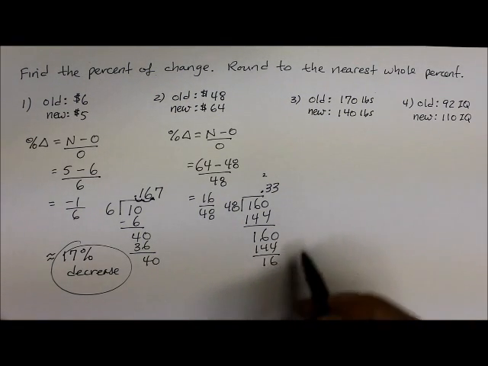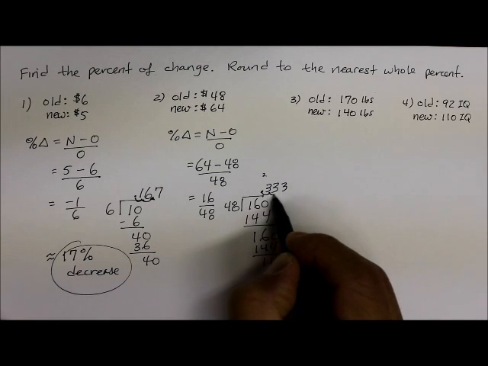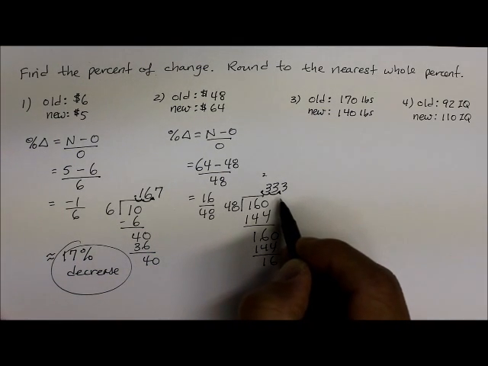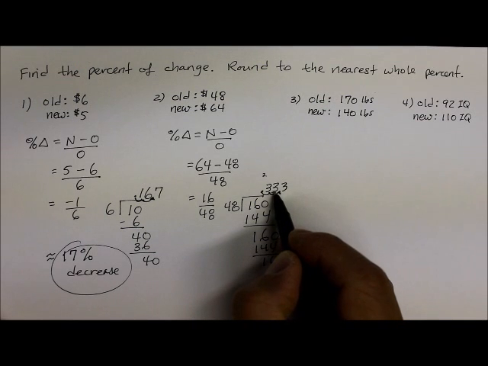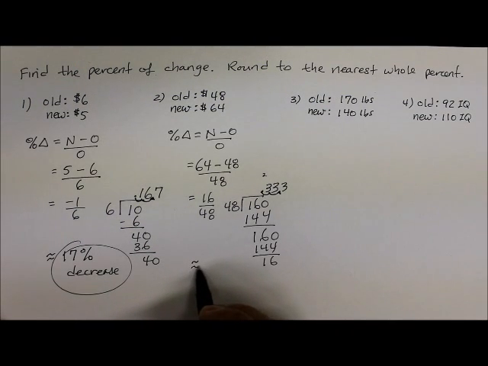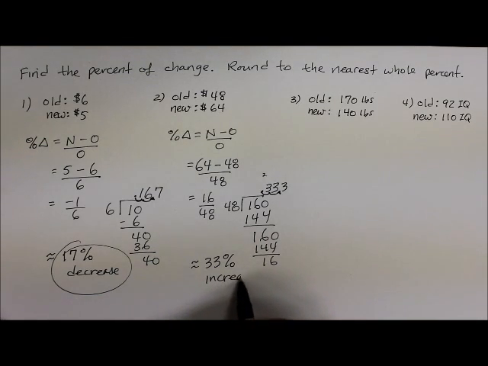And it's going to repeat over and over. So when we move the decimal to the right twice to make it into a percent, this time we round it up, it's not going to increase. So it's going to be approximately 33% increase this time.